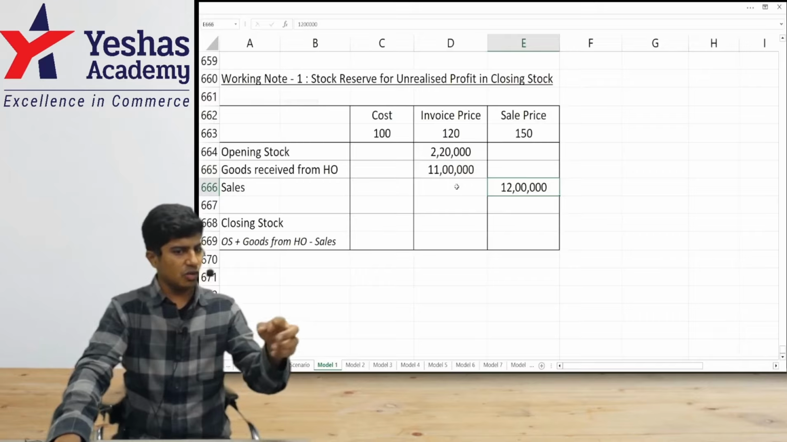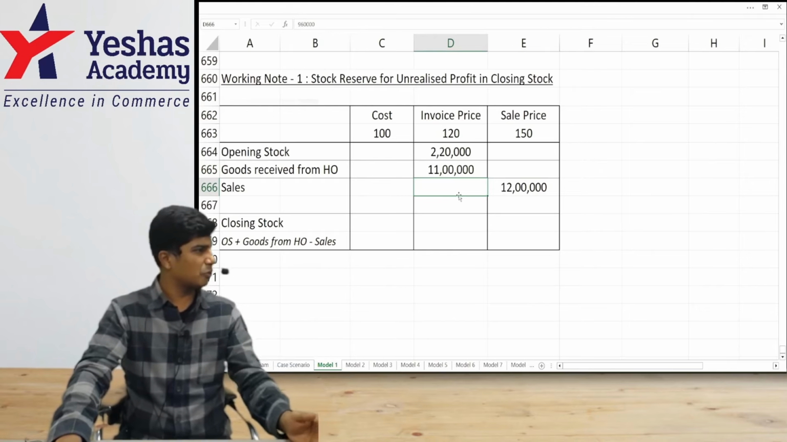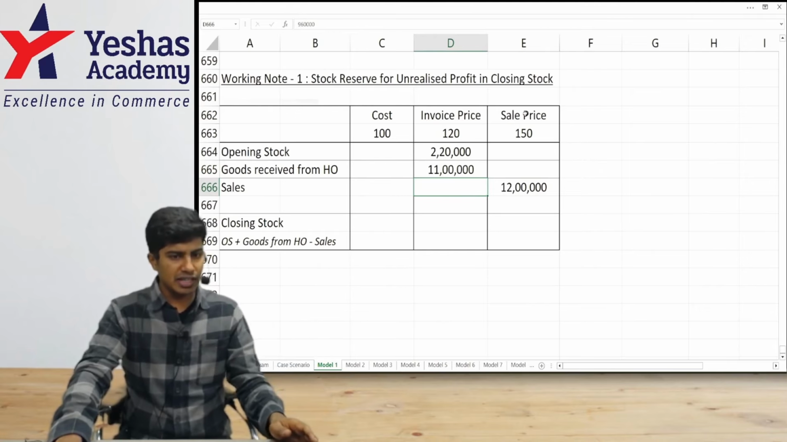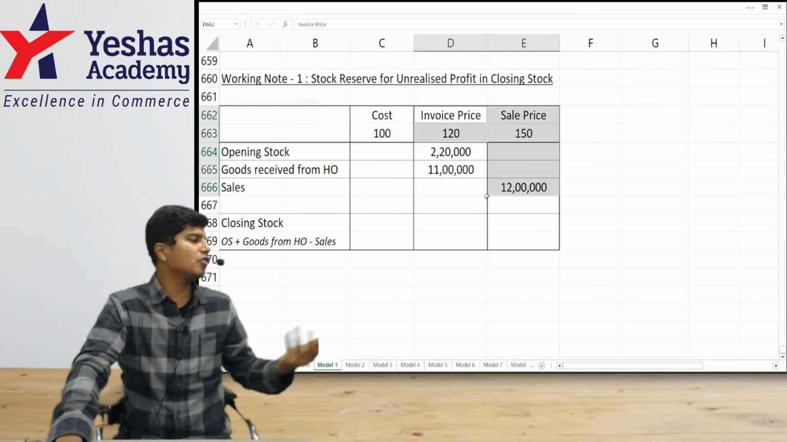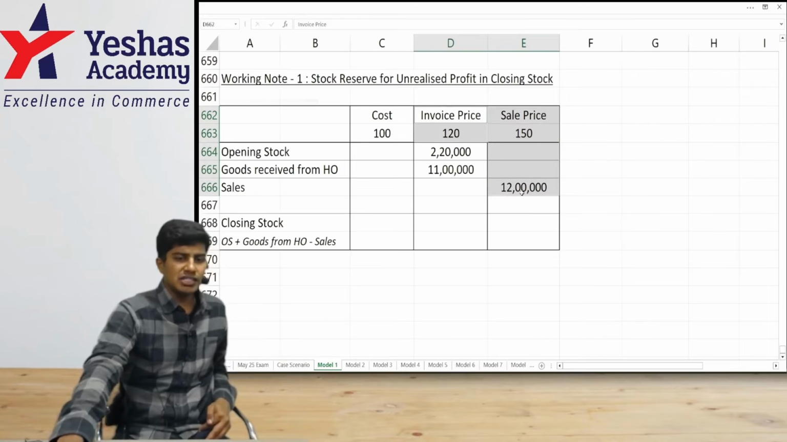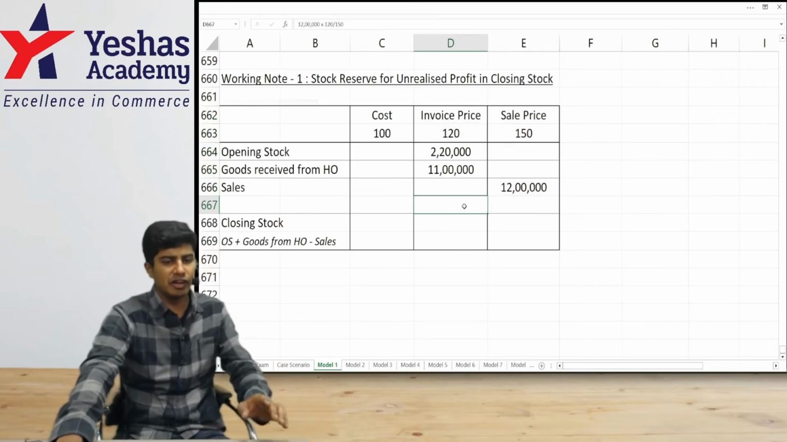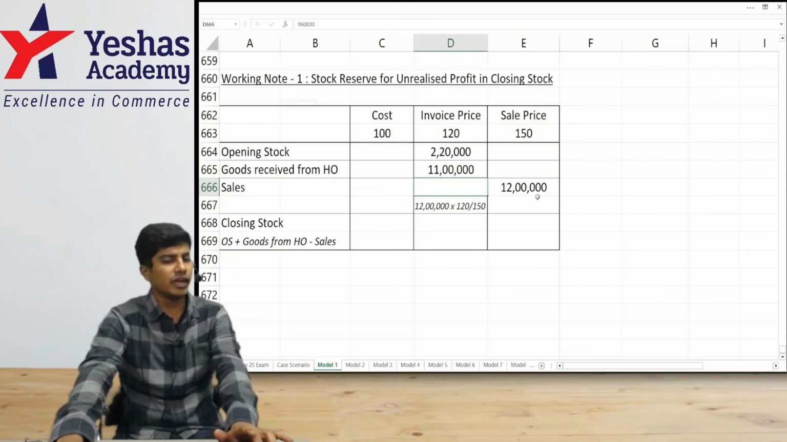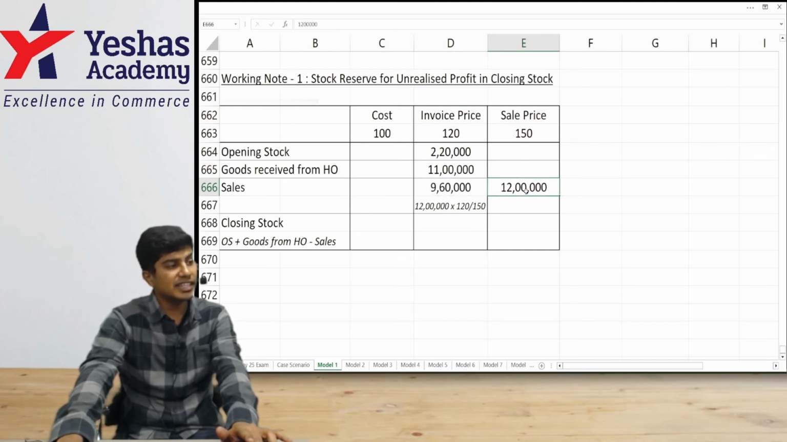So I can identify the invoice price for this and then I can identify the profit also. See, if it is 150 rupees for 12 lakh, how much is it for 120? What is the invoice price of goods sold? Very easy. 12 lakh into 120 divided by 150. What do we get? So 9 lakh 60 is the invoice price of these goods. 12 lakh is the sale price of this book.